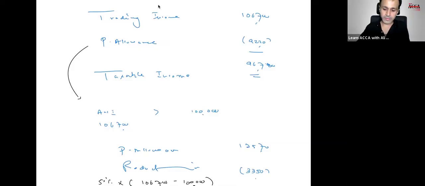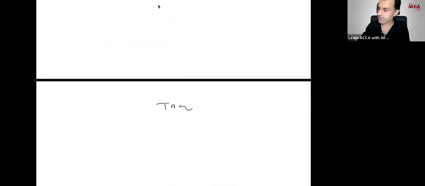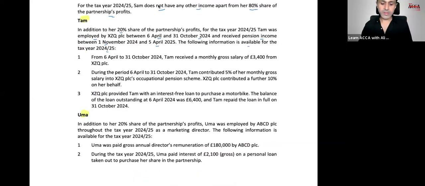Now they want me to find the answer for Tam. For Tam, they've provided us with some other pieces of information, so we will see what those things are. They include, in addition to her 20% share of profit for the year, that Tam was employed by XYZ PLC and received pension income. For the tax year from 6th of April to 31st of October, Tam received a monthly gross salary of 3,400 from XYZ PLC. So employment income has come into play.